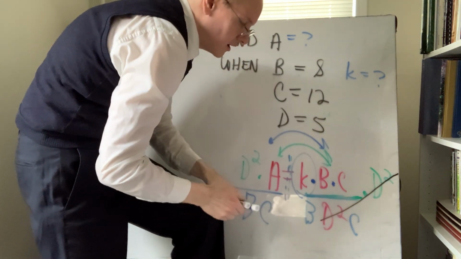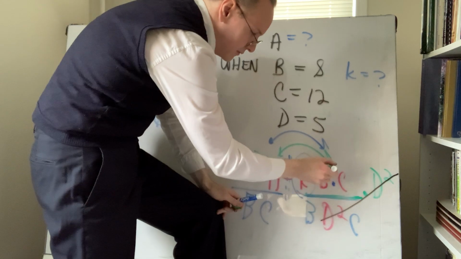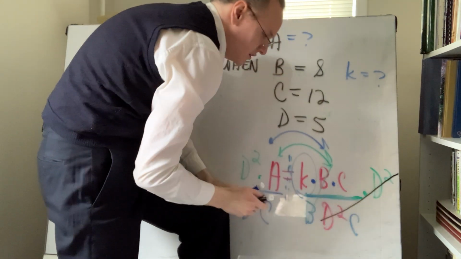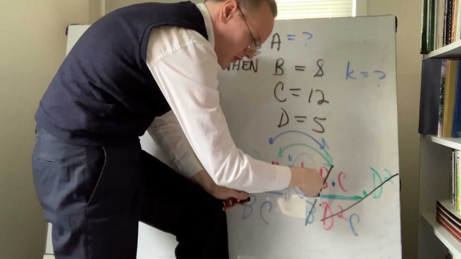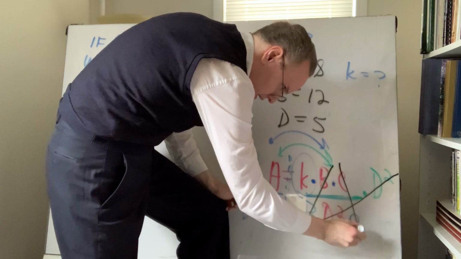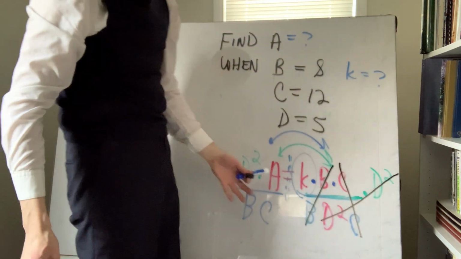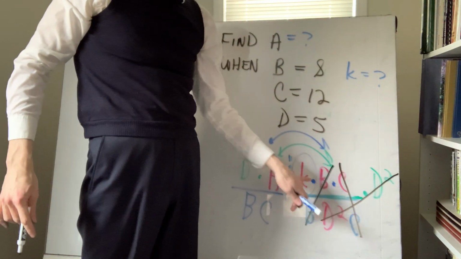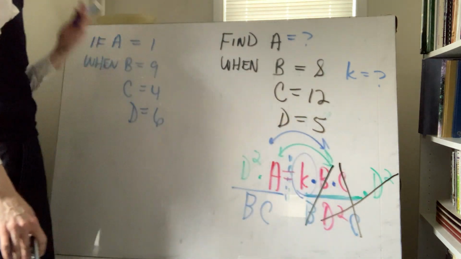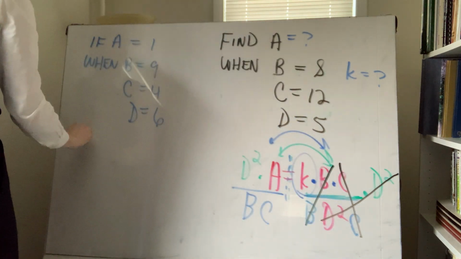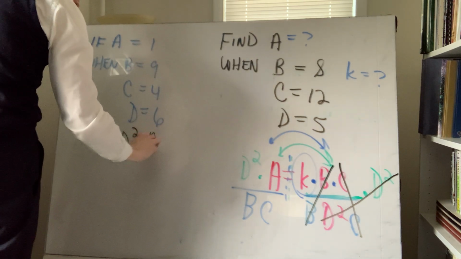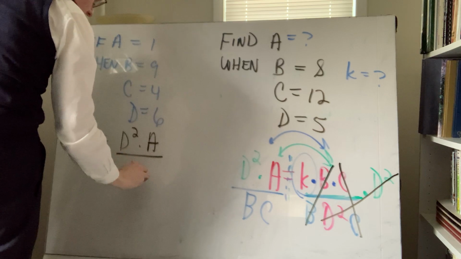The effect of dividing something by itself is that it cancels. B's would cancel because there's one above the line and one below the line. C's would cancel because there's one above the line and there's one below the line. It's for a different reason than the D, because it's a different operation involved, but it's still the same logic. Okay, so K is equal to D squared times A over B times C.